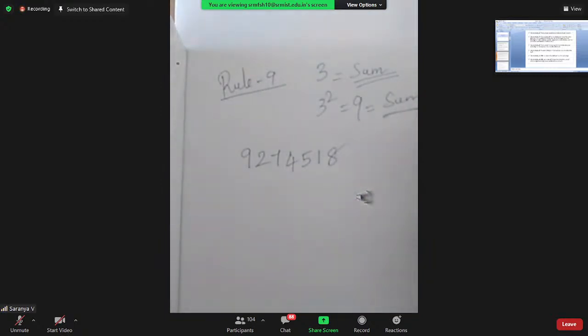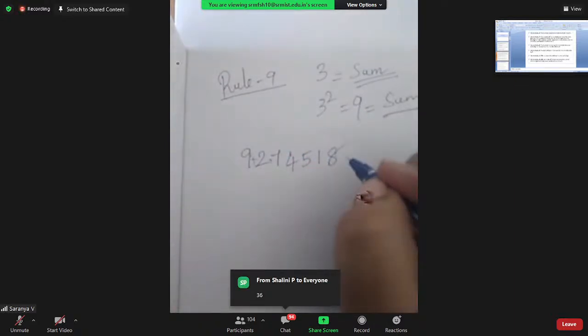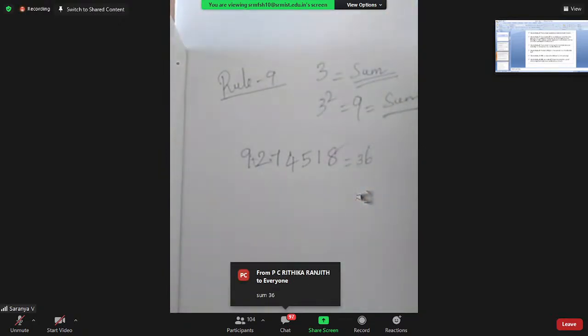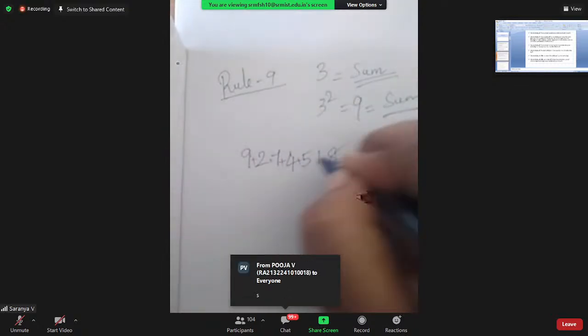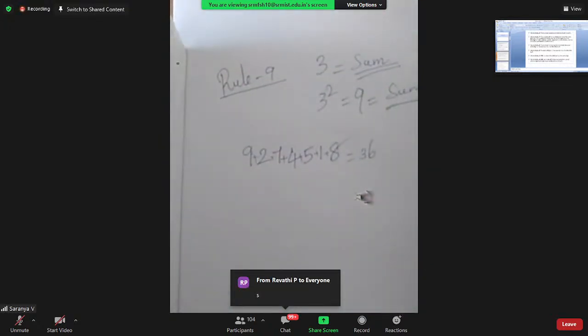Okay, check and tell me, is this number divisible by 9? The 7-digit number. What is the sum of this number? Sum of all the digits? Only 18? What is the sum of all the digits? 36. Okay. Is 36 divisible by 9? When you add, you'll get 36. Yes. So we can say that this 7-digit number will be divisible by 9.